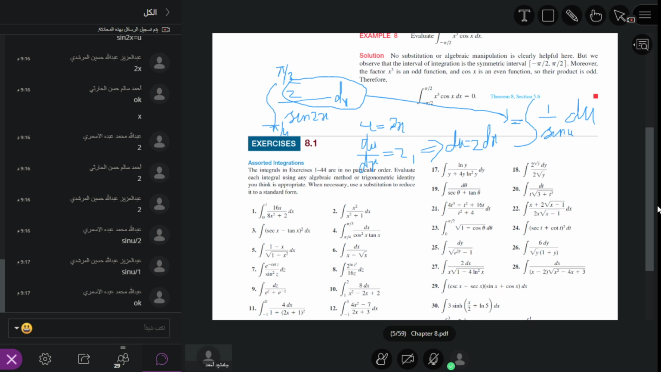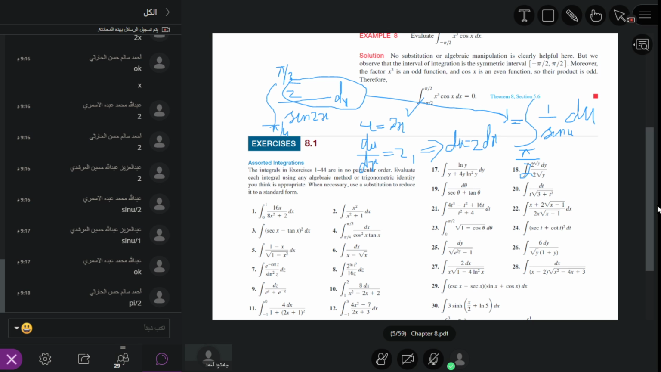Here the limit was first on x. The lower limit was pi by 4. Since u is equal to 2x, whenever we put pi by 4, u is equal to 2 pi by 4, so u is equal to pi by 2. The lower limit becomes pi by 2.